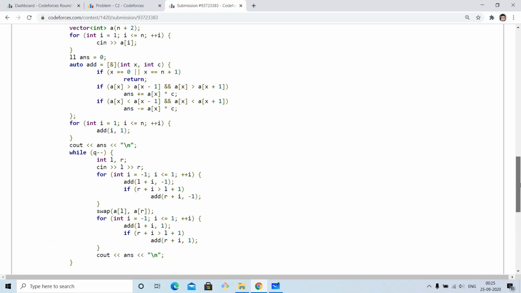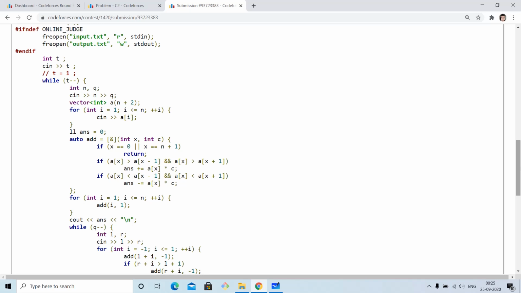So this is the way we will do this. I hope you understand this. So with that note, let us terminate now.